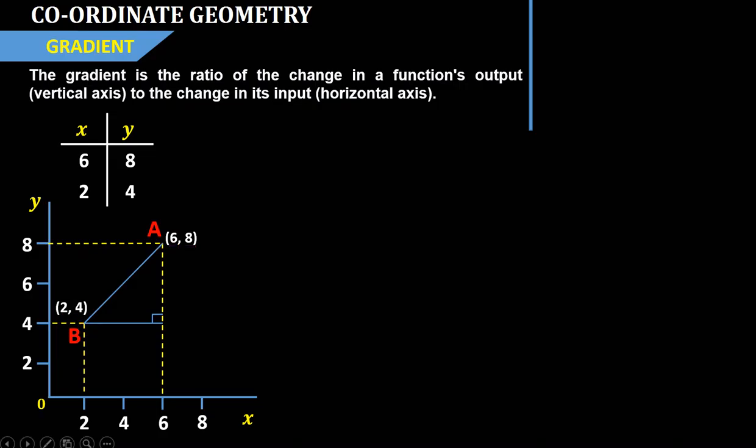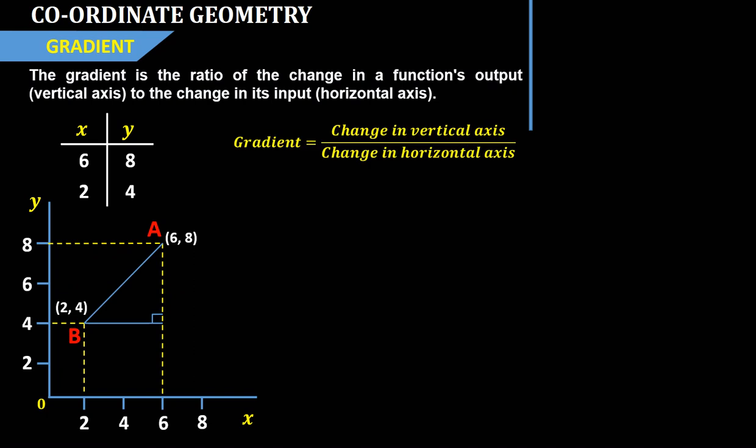Now that we've dealt with that, I'm going to move on to the definition of gradients. Gradient, by definition, is the change in the vertical axis divided by the change in the horizontal axis. If I had to write that mathematically, gradient is written as y2 minus y1 over x2 minus x1. That is the change in your y-axis, your vertical axis, over the change in your x-axis, which is your horizontal axis.